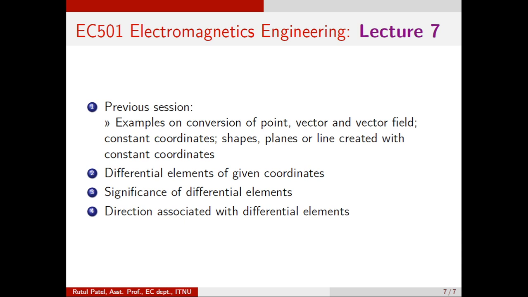So for any coordinate we have a differential coordinate, and using the appropriate differential coordinate you can identify the length, area and volume of a given object. So we'll look at each coordinate system: the Cartesian coordinates, the cylindrical coordinates, the spherical coordinates. We identify the differential coordinates involved with it, their significance, and the direction associated with each of these differential elements.